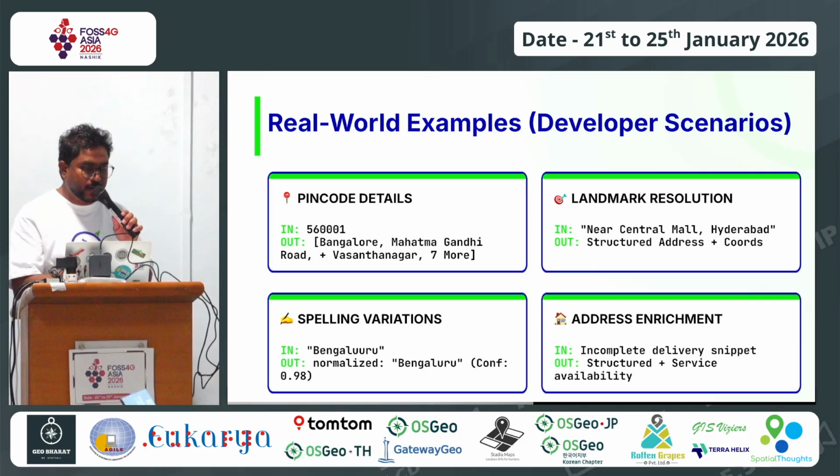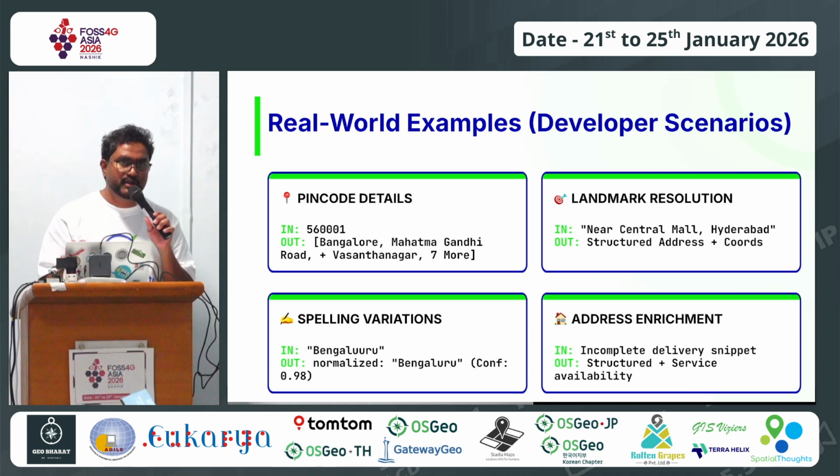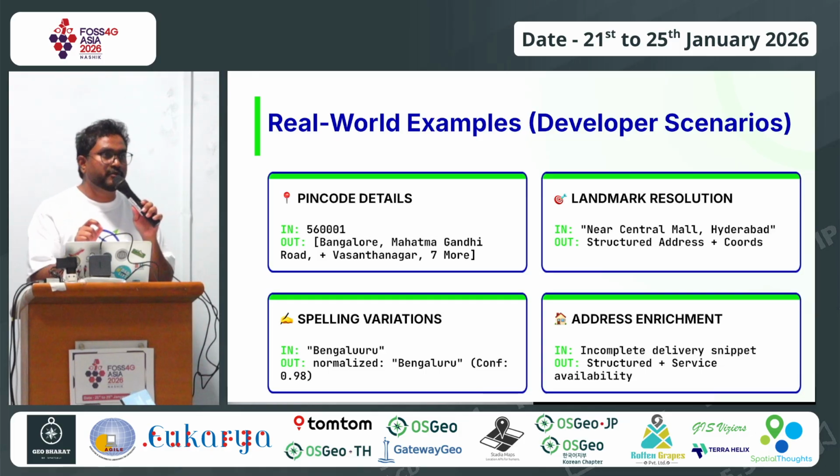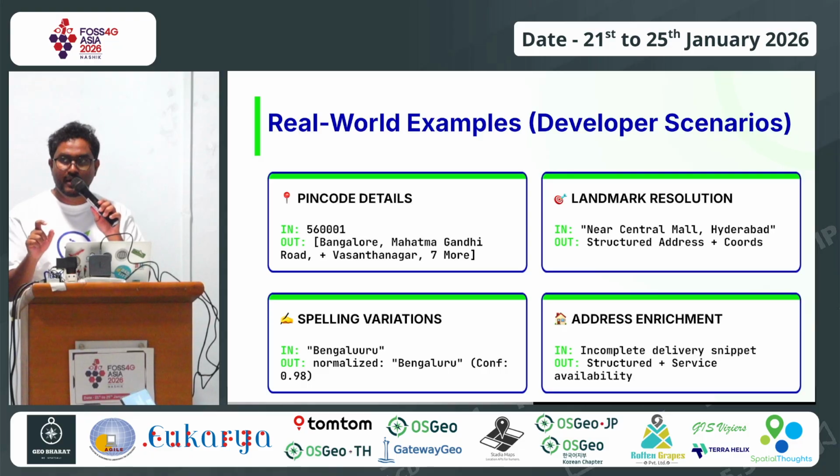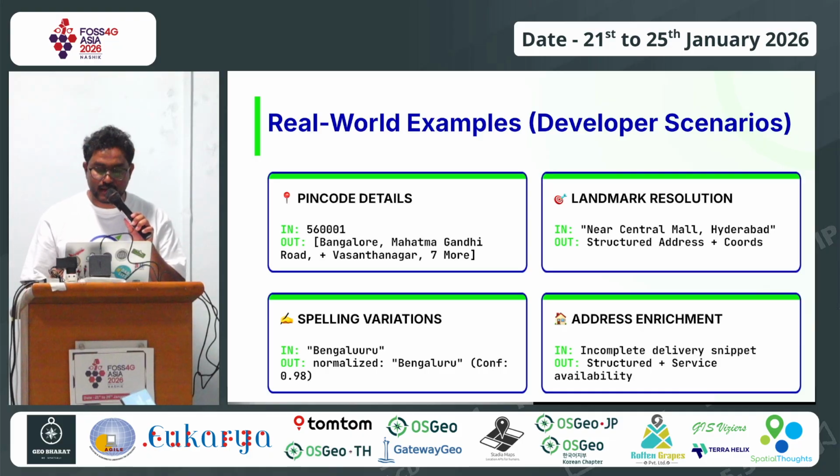One example I gave, even for Bangalore, I saw that the 560001 pin code serves 10 more localities. Someone from Mahatma Gandhi Road is putting the same code, and someone from Vasant Nagar is also putting the same pin code. If you don't know the locality, that can create a problem on the last mile. So that can be solved for logistics companies.